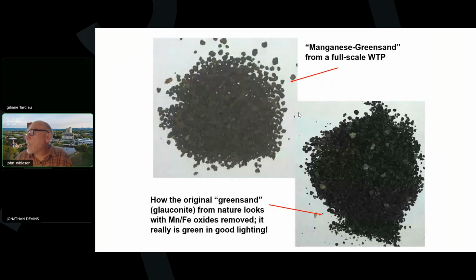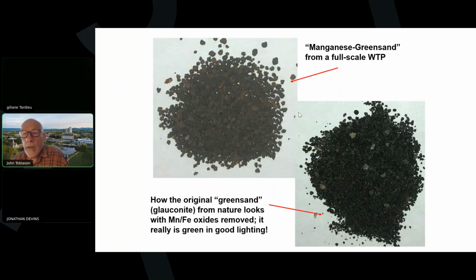So some of the media that's used, this is a picture, and they look about the same, but the one in the lower right is actually original green sand. It's glauconite. It's a mineral. It actually is green in the right light. It's mined, and it was used. It's a natural ion exchange media.